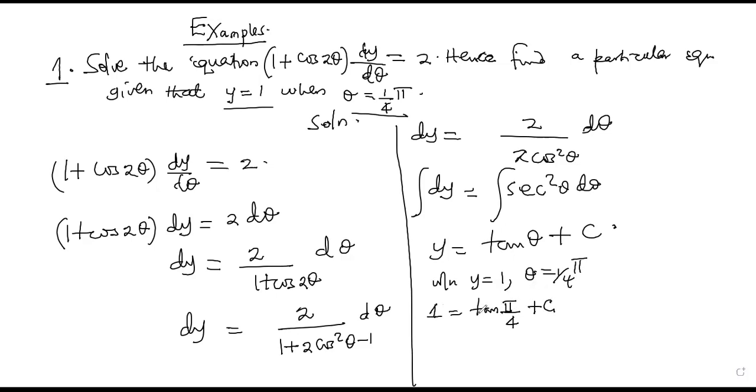We need to understand that for this case, tan pi over 4 is 1, because tan 45 is 1. So 1 minus 1 is 0, so our value of c is equal to 0. If c is 0 and I substitute here to get my particular solution, it will be y is equal to tan theta plus the value of c, which is 0. Therefore, my particular solution is y is equal to tan theta. That way, you will have solved.